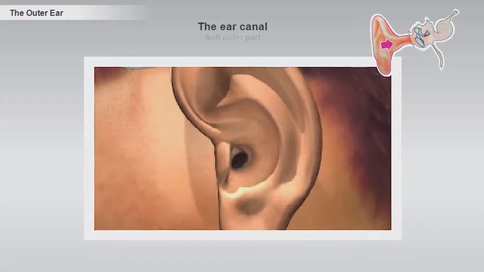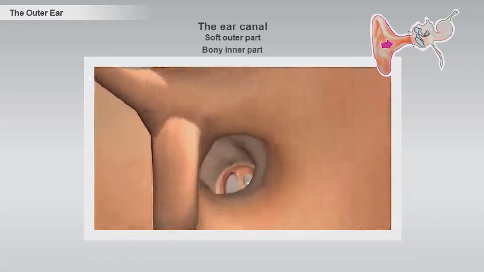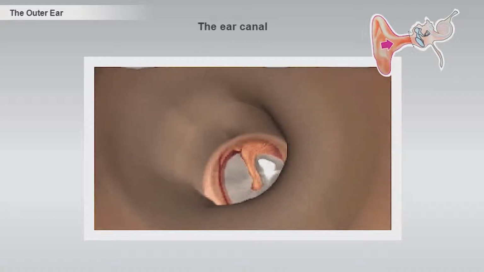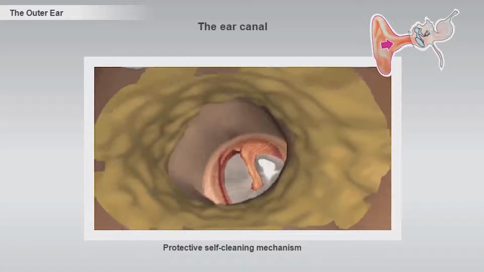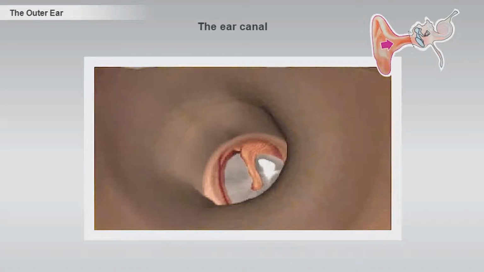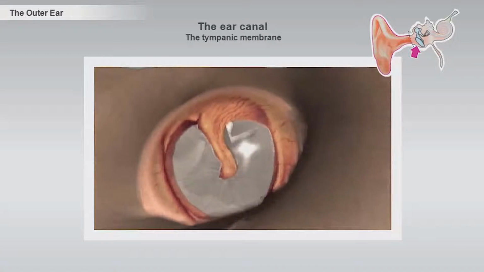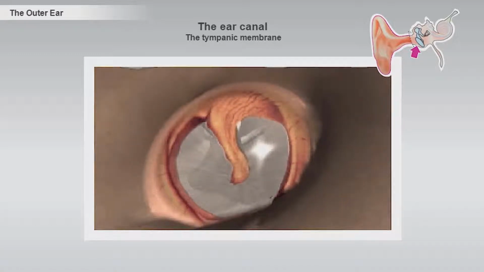The ear canal consists of a softer outer part and becomes bony further in as the tube-shaped cavity continues into the temporal bone. The skin of the outer part of the ear canal contains a number of wax-producing glands which function as a protective, self-cleaning mechanism. When the sound vibrations reach the end of the ear canal, the eardrum is set in motion. The eardrum is also called the tympanic membrane. It forms an extremely thin, airtight membrane, which creates a seal at the end of the ear canal.